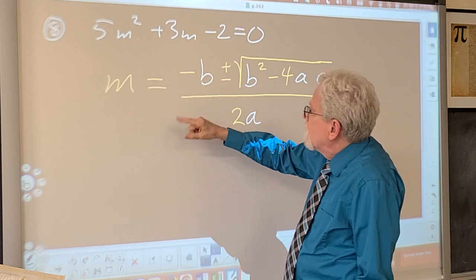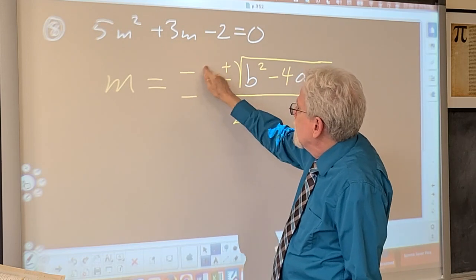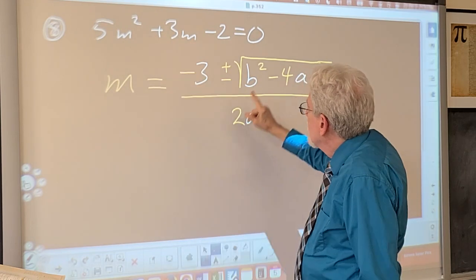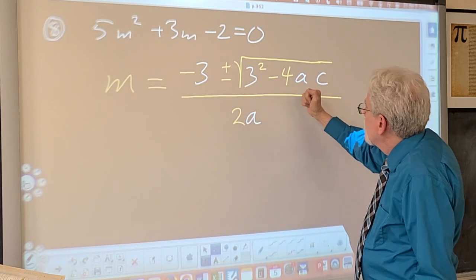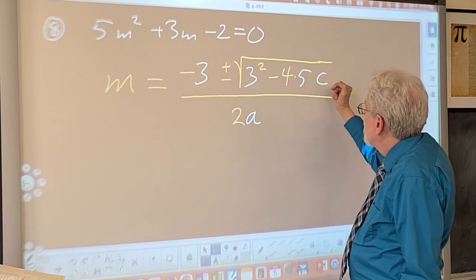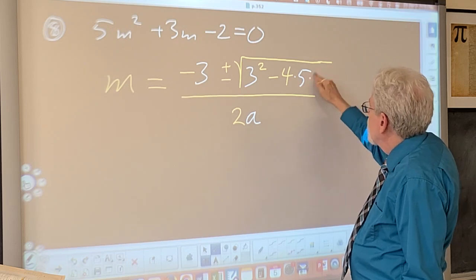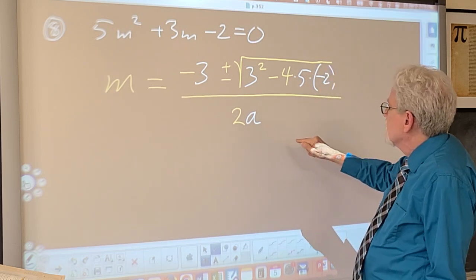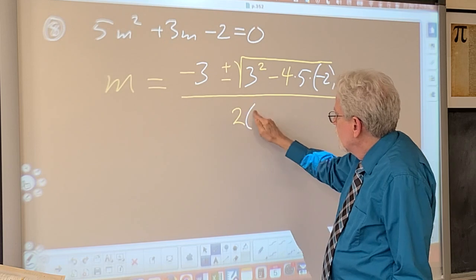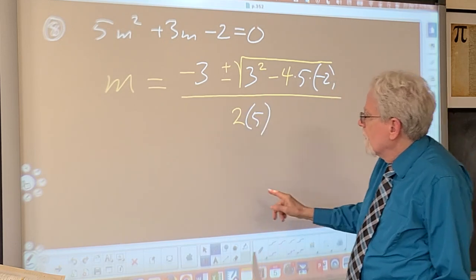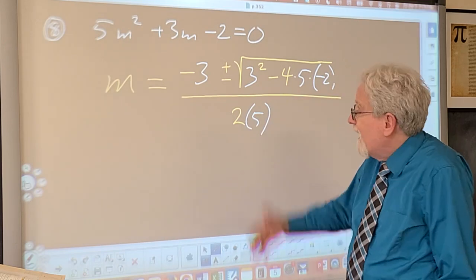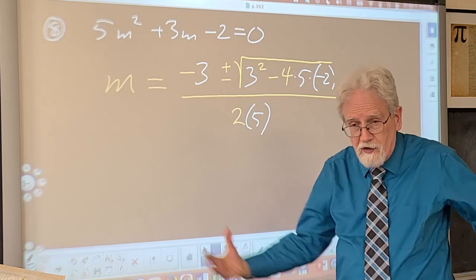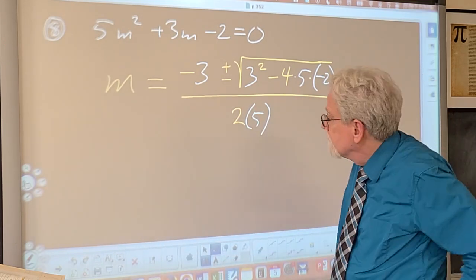So inverse b, that'll be a negative 3. There's b. And b squared, being 3 squared. 4 times a, that's 5, times c, that's, watch out, negative 2, over 2 times 5. And now we just do the arithmetic. I mean, it's practically done. That is our solution. We just need to do the math.